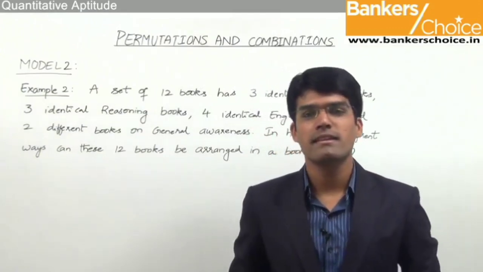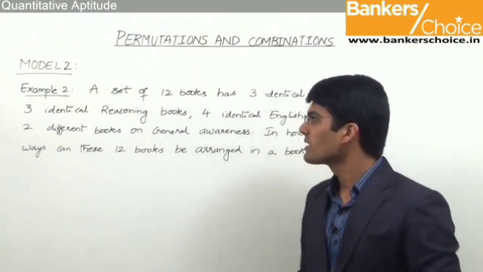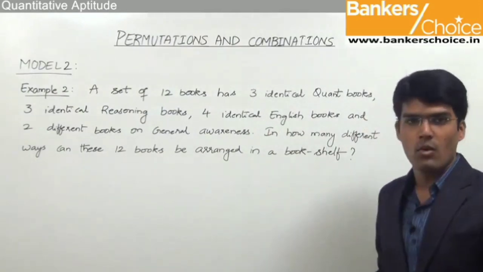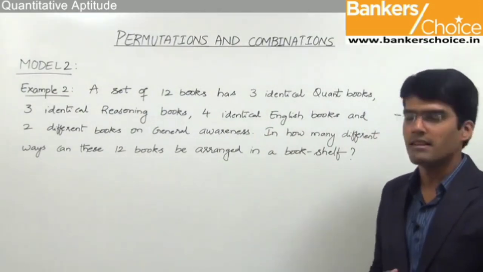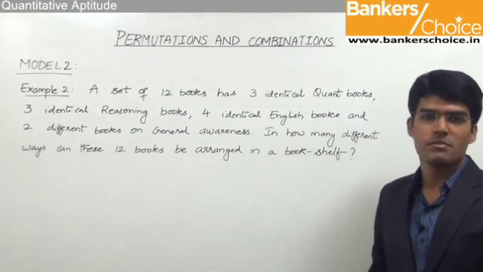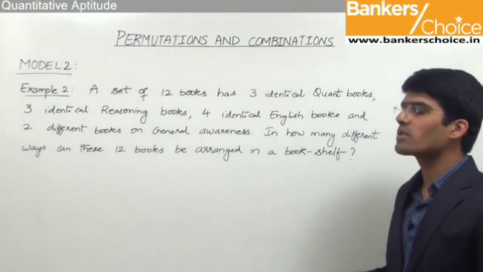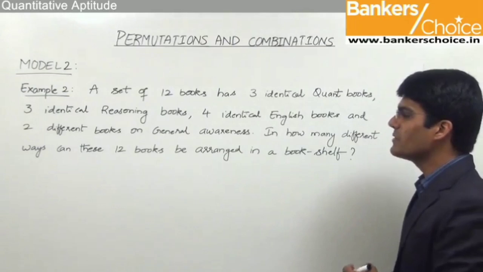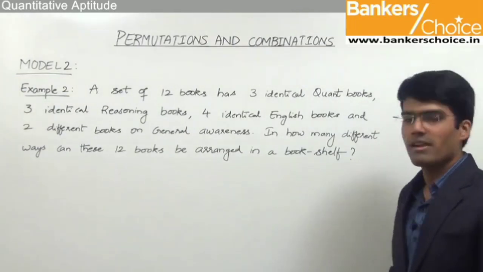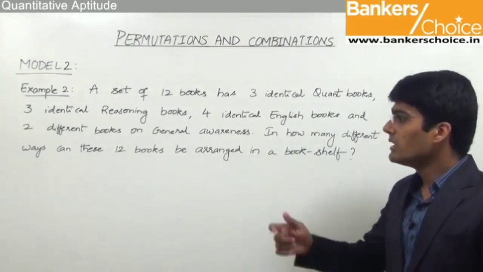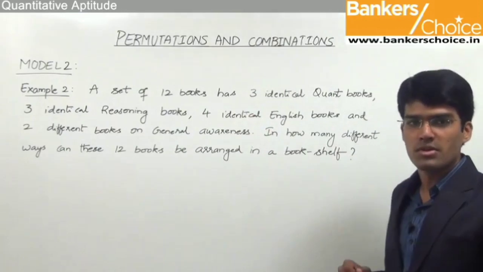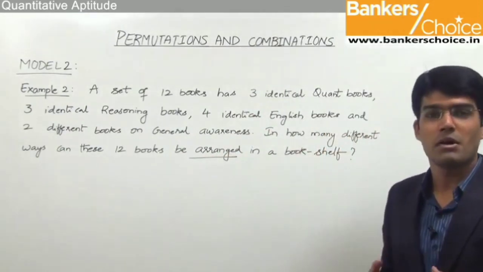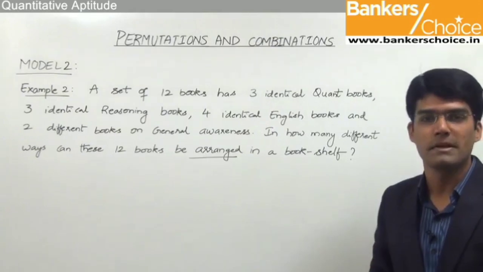Let us now take another interesting example from model 2. The question says a set of 12 books has 3 identical quant books, 3 identical reasoning books, 4 identical English books and 2 different books on general awareness. In how many different ways can these 12 books be arranged in a bookshelf? As you can see here, the 12 books have to be arranged in a bookshelf. Now because the word arranged is used, it is very clearly a case of permutations.